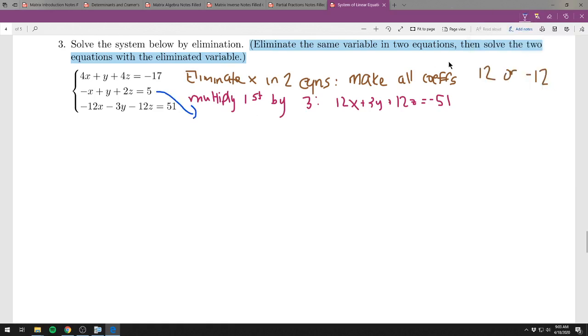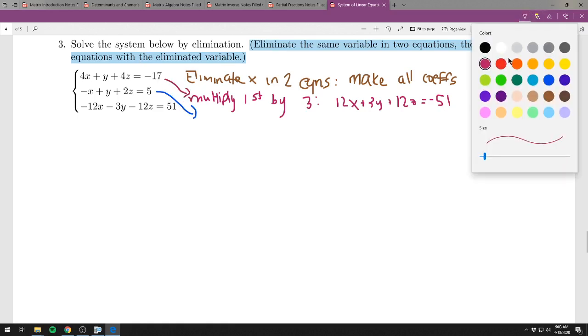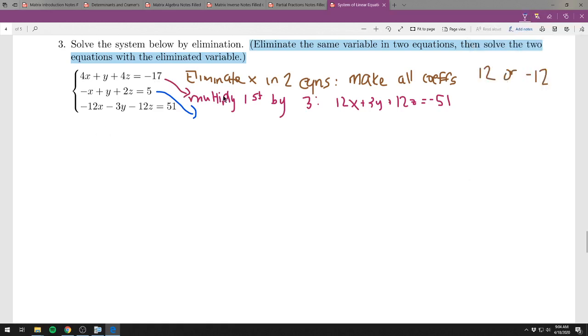Now, the second equation, I also want to get a 12 for x or negative 12. It doesn't matter which one. If I multiply the second equation by 12, I will get a negative 12x. So let's go ahead and multiply by 12. We get negative 12x plus 12y plus 24z equals 60.